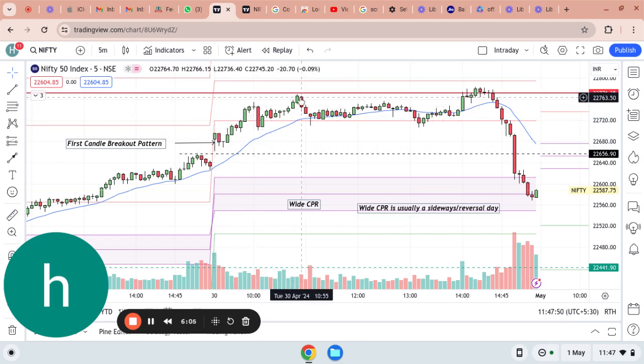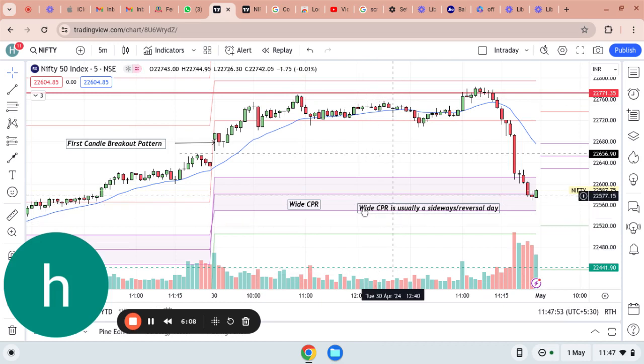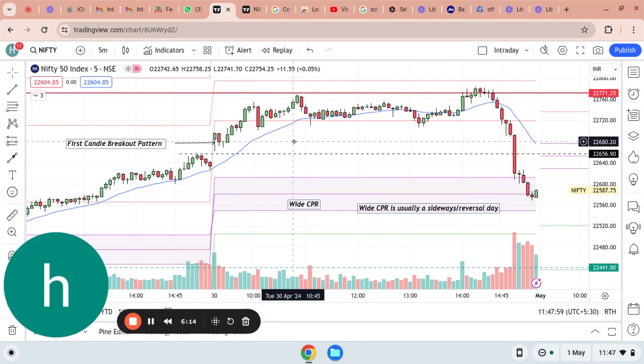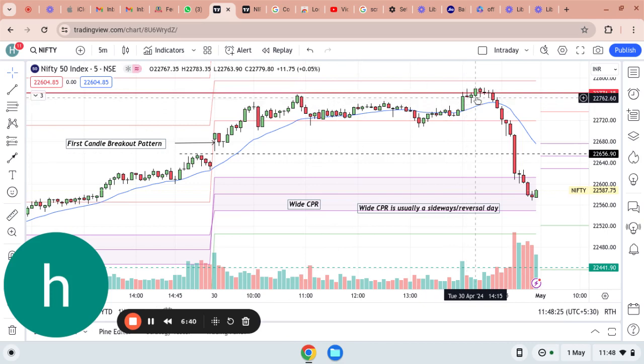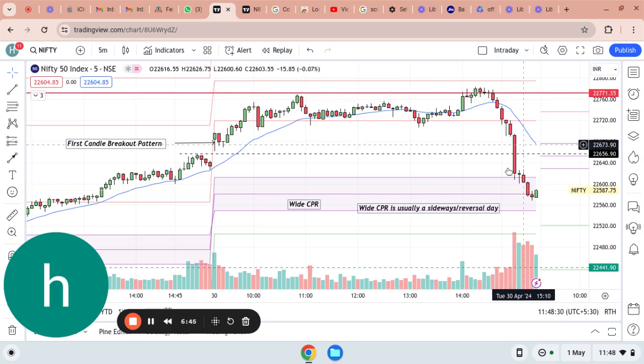The first trade works. Now, since I told you a wide CPR is usually a sideways or reversal day, the experienced traders wait for bigger opportunities. Like you see here, it did not even touch and it reversed. So you can either take a trade here because this is the all-time high. This is a big resistance. So you can enter here, stop loss above, and 2R is your target. But when it goes this side, it might have hit your stop loss first and then the target.